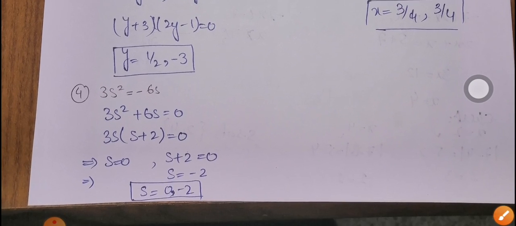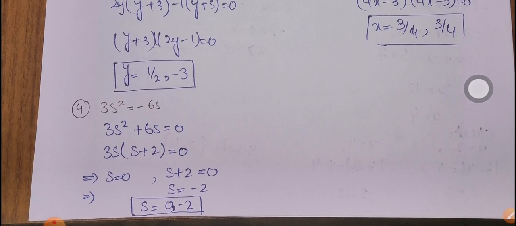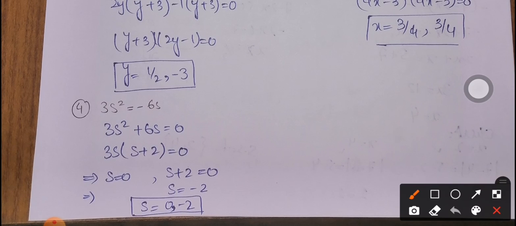Next we have question number 4. 3s square is equal to minus 6s. One thing is really very important here: you can cancel 3 and minus 6, so you can divide by 3 on both sides, so that we are left with s square is equal to minus 2s.